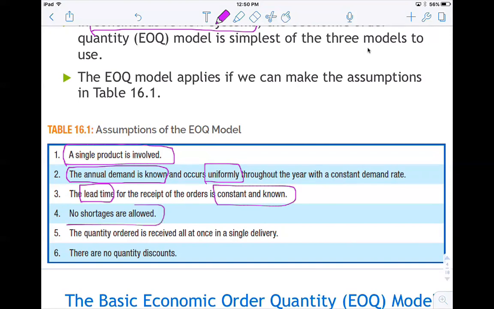We also assume that we don't have any shortages in the system. It means that our inventory position doesn't go below zero. If it does in real life, we will just ignore that. That's one of the drawbacks of the EOQ modeling approach. The quantity ordered is received all at once in a single delivery. That's another assumption the EOQ model makes. The EOQ model also assumes that there are no quantity discounts. Remember, in chapter 15 we talked about one of the reasons companies keep inventories: economies of scale. Most suppliers say, if you order more, I will give you a discount, and that's why companies tend to order more. But we assume that this ordering mechanism is not in place with the EOQ modeling approach.